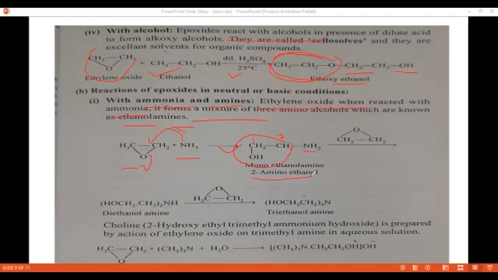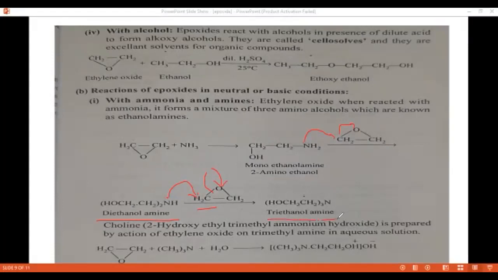Again, this 2-aminoethanol reacts with the epoxide, ethylene oxide. Again this NH2 attacks this CH2 group, and this bond breaks in the direction of oxygen. Then the formation of diethanolamine. Now again in the third step, this diethanolamine reacts with ethylene oxide. Similarly, the lone pair on nitrogen attacks this CH2 group, and this bond breaks in the direction of the oxygen atom. Then the formation of triethanolamine.